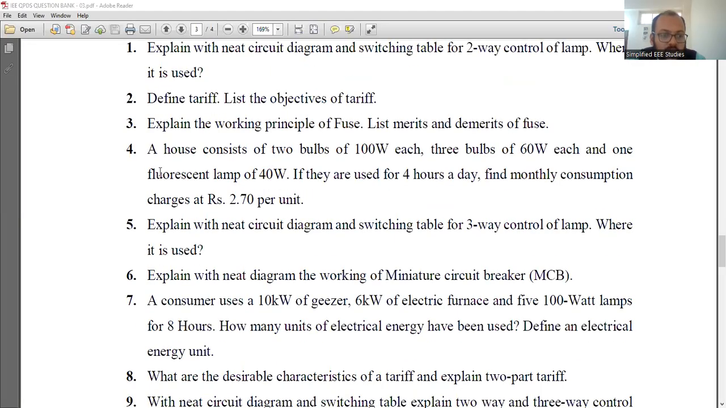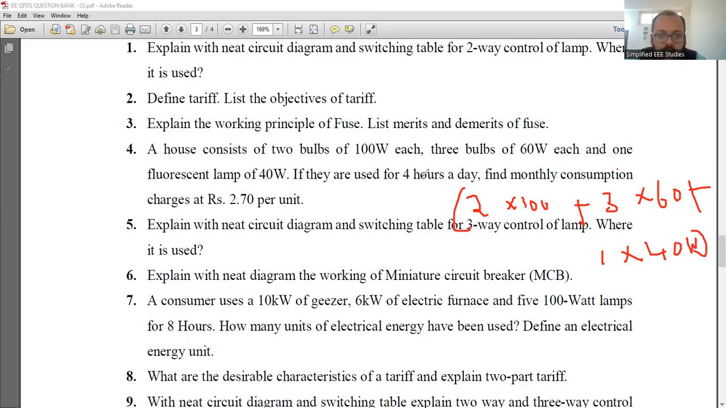Another one is actually the load calculation. The house comprises two bulbs of 100 watts. So what you can do is 2 into 100, right? 2 into 100 plus 3 bulbs of 60 watts, 3 into 60, plus 1 fluorescent lamp of 40 watts, 1 into 40 watts. This is the total power, correct?